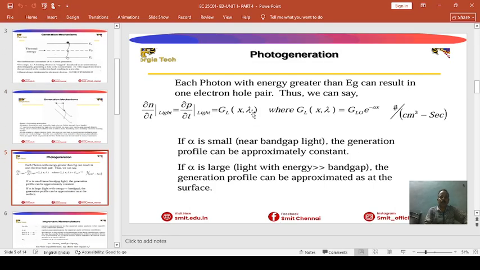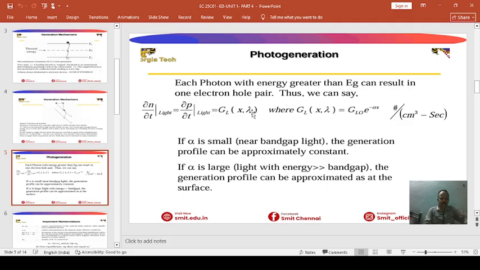Next we are going to see photo generation. Photo generation occurs when light energy generates charge carriers. When light falls on a semiconductor, the photons transfer energy to the electrons. If the photon energy is greater than the band gap energy, the electron moves from the valence band to the conduction band. This creates an electron hole pair.